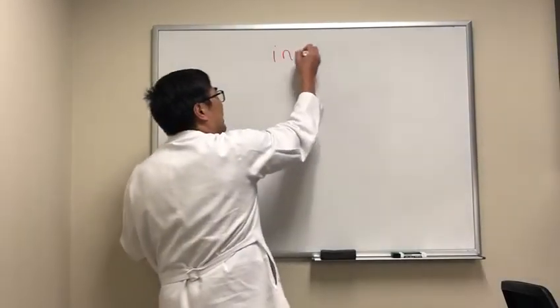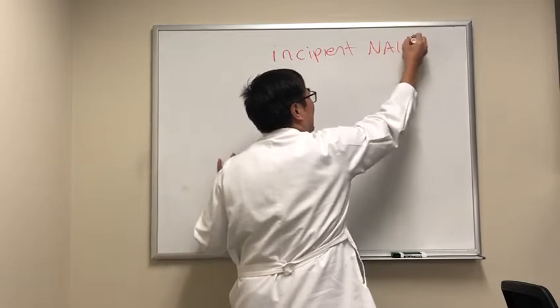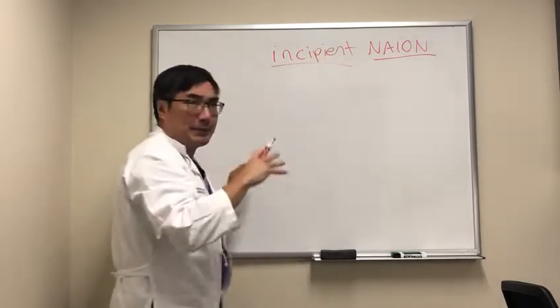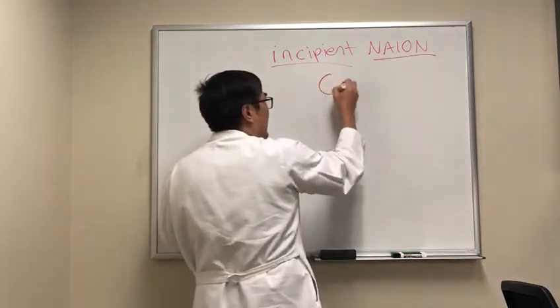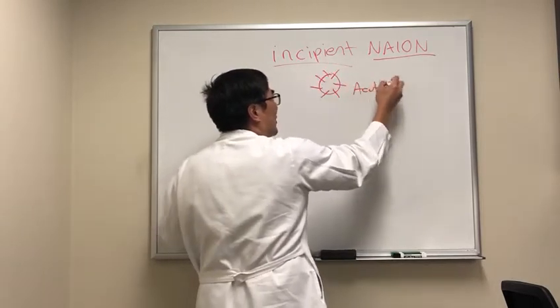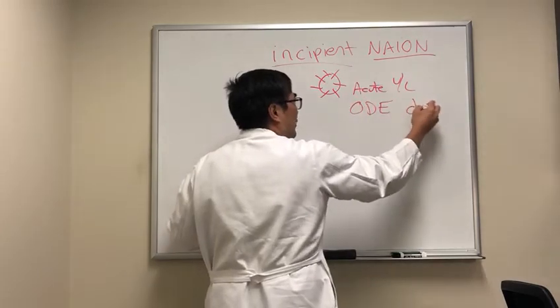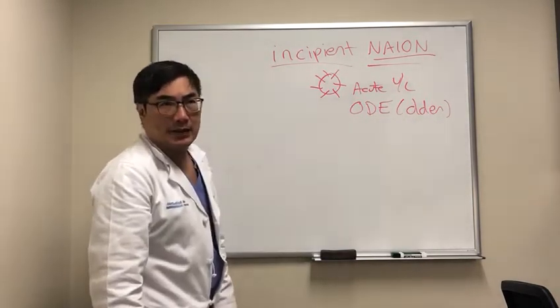So we're going to be talking about incipient NAION, which is non-arteritic anterior ischemic optic neuropathy. Incipient means it hasn't happened yet, but it's going to happen. As you know, the most common cause of an acute unilateral optic neuropathy with optic disc edema in an older vasculopathic patient is non-arteritic anterior ischemic optic neuropathy.